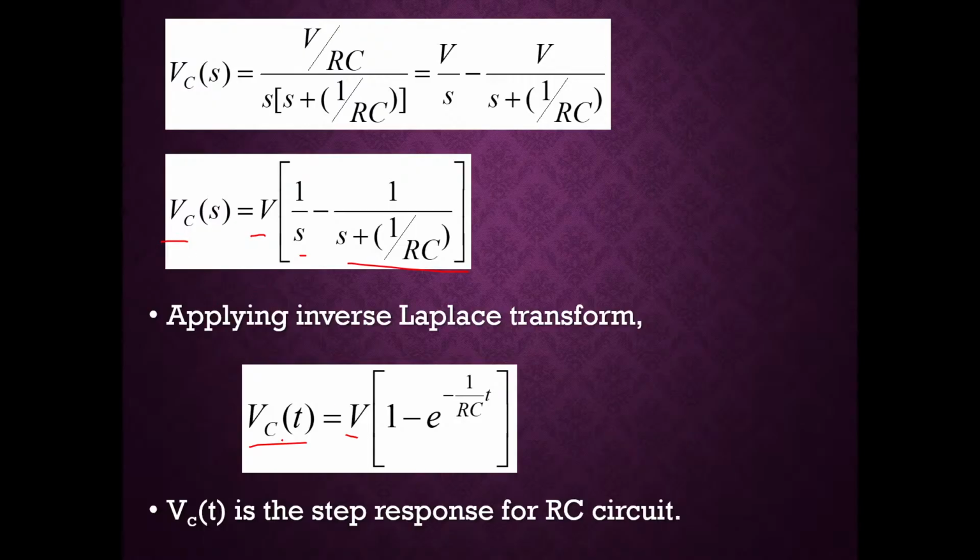Vc of s, inverse Laplace, is Vc of t. V is constant, inverse Laplace of 1 by s is 1, and of 1 by s plus 1 by RC is e power minus 1 by RC t. So this is our step response of the RC circuit, Vc of t.